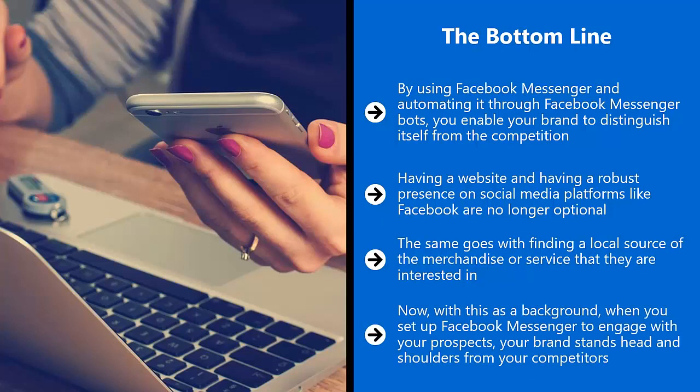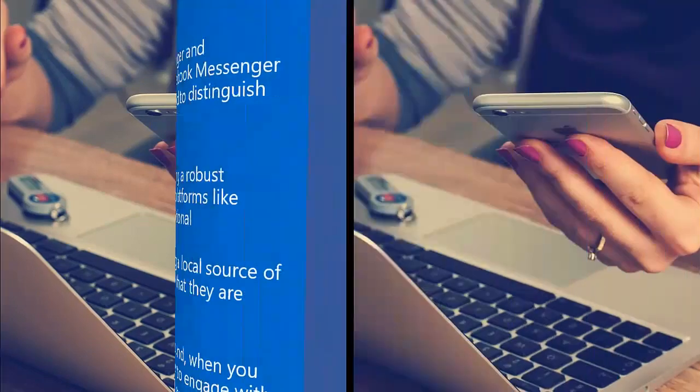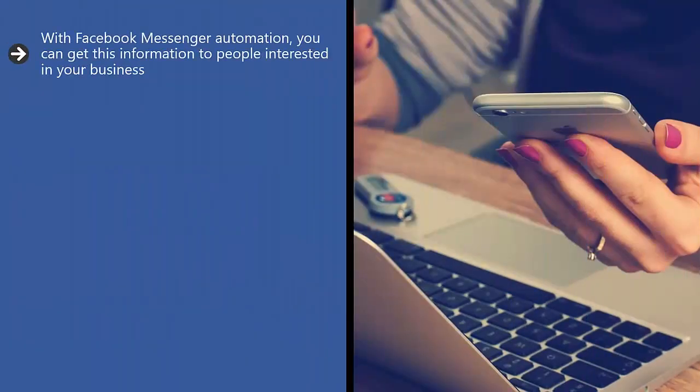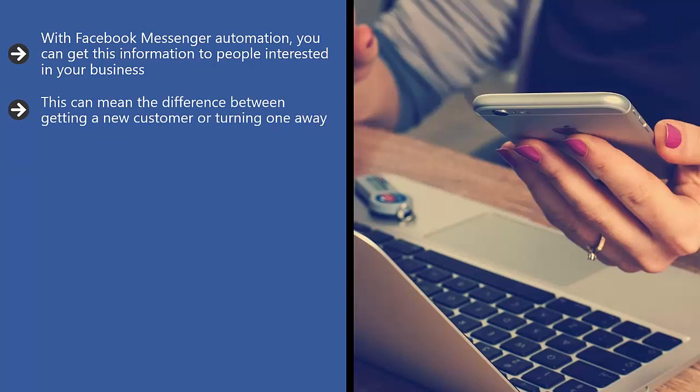Now, with this as a background, when you set up Facebook Messenger to engage with your prospects, your brand stands head and shoulders above your competitors. Your competitors might just be unavailable, or people who would otherwise be interested in what your competitors have to offer would not do business with them because they can't get the information they need at precisely the time they need it. With Facebook Messenger automation, you can get this information to people interested in your business. If anything, you can hold them with enough basic info until you can follow up with more specific information. This can mean the difference between getting a new customer or turning one away. This can also mean the difference between retaining your current local customer base or losing them to your competition.